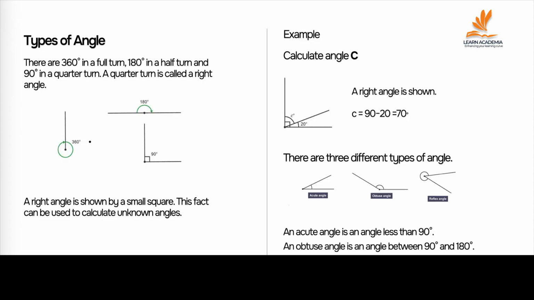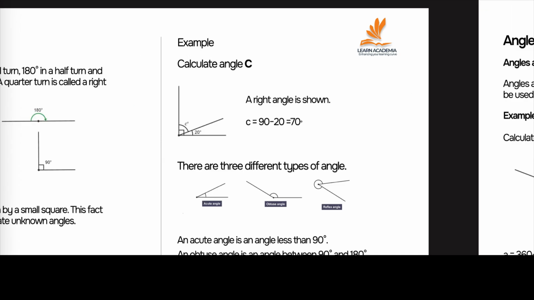And then we'll categorize angles between 90 and 180 degrees. An angle that exceeds 90 degrees but is less than 180 degrees, we call an obtuse angle. And that is represented graphically likewise. And then we have reflex angles, which are angles that are greater than 180 but less than 360. So that's about that.